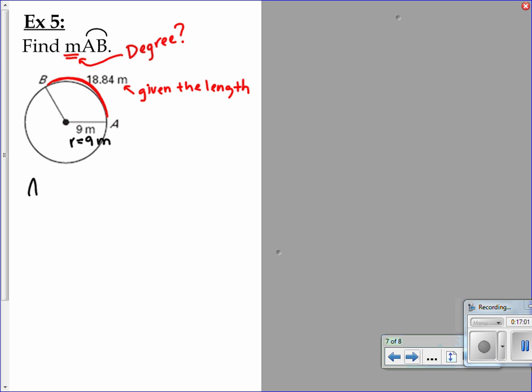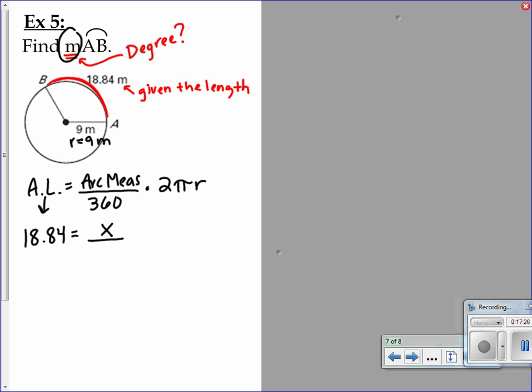So I'm going to use arc length equals arc measure over 360, and I'll use the 2 pi r circumference formula. And we're going to plug in what we know. This time we know arc length is 18.84. I don't know the arc measure. That's what I'm looking for. So I'm going to call that x over 360. And then this is 2 times pi times my radius, which is 9.